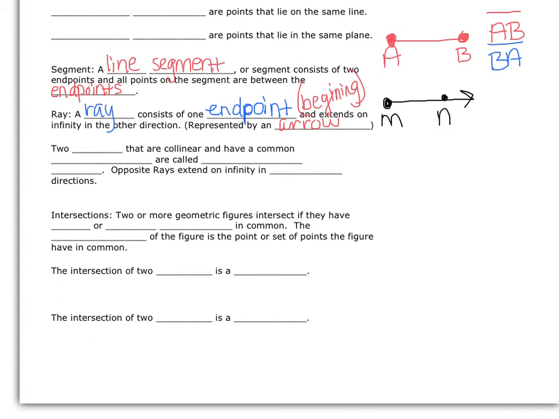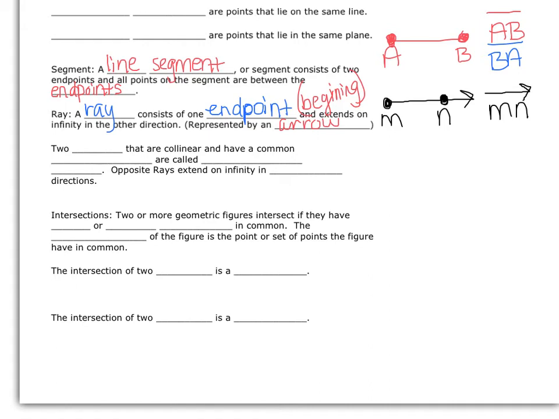Now, it is very specific how you name a ray because it has two different things going on here. It has an end and an infinitely in the other direction. So you must name it so the arrow goes in the direction that it is in the diagram. So this would be referred to as the diagram, and then I'm asking you to name it. You have to name it in a specific way. Since the end is the M, you must draw the arrow going towards the N. Has to be that way.